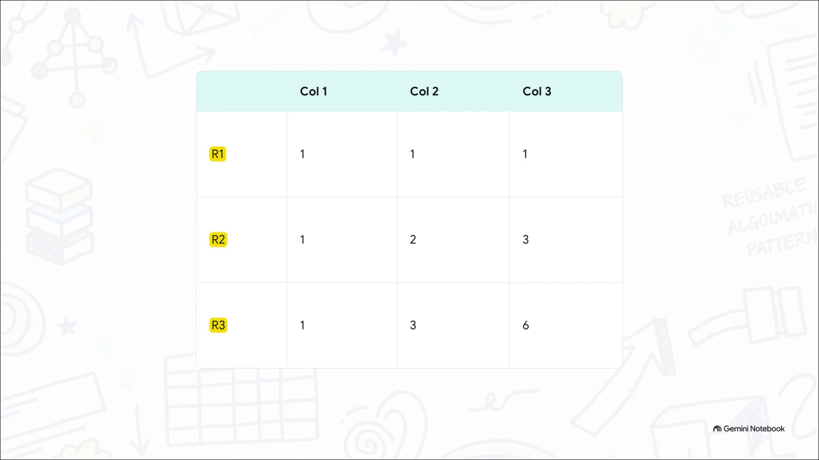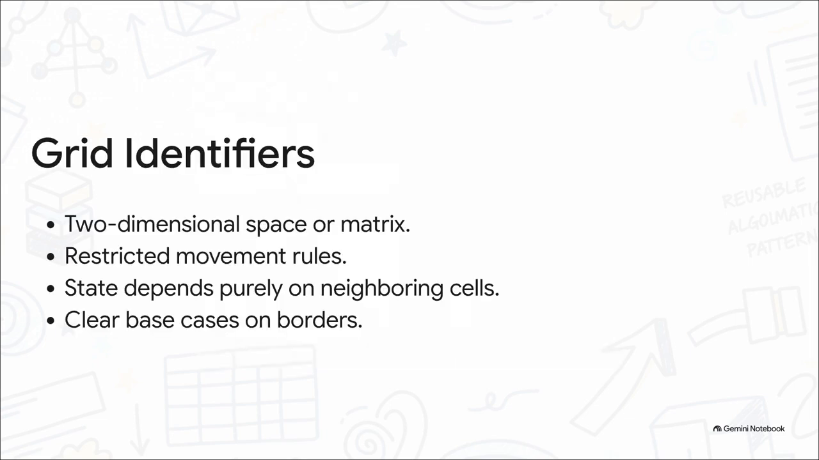It's just the sum of the paths from the cell directly above it and the cell directly to its left. You just fill out the table, cell by cell, adding the top and left values together. Whenever you encounter grid problems with obstacles or distinct paths, I want you to lock this visual anchor right into your mind map. You'll spot these by looking for a 2D matrix, restricted movement rules, and clear border base cases, like dropping 1s all along the top row and the left column. From there, you just calculate the inner cells by checking their allowed neighbors.